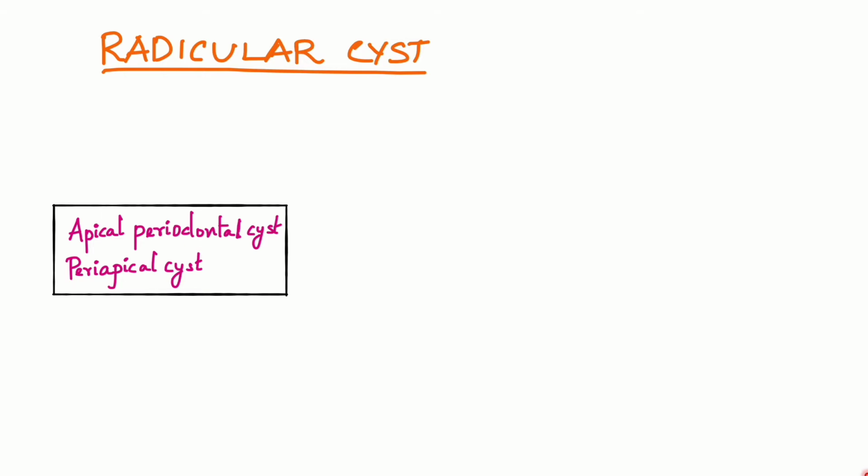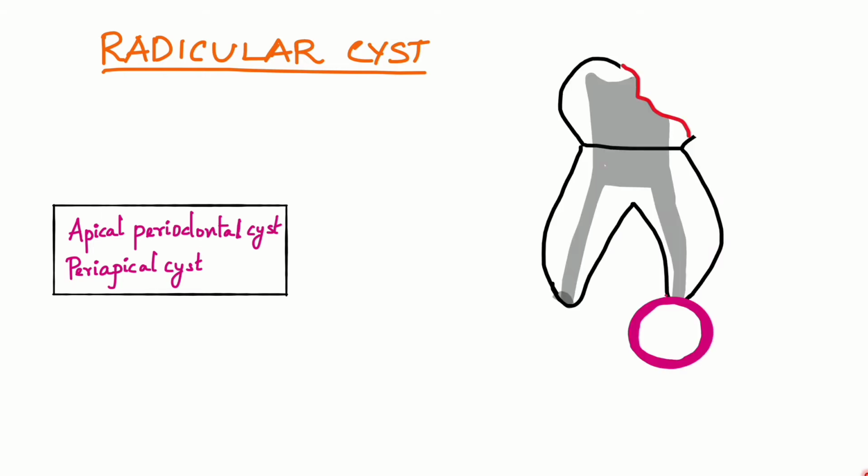Now the radicular cyst, which is also called an apical periodontal cyst or a periapical cyst, is the most common odontogenic cyst that is seen to occur. It is exclusively seen in the periapical region of a non-vital tooth, a tooth which has become non-vital either because of caries or some kind of trauma. This is the most common lesion encountered clinically.